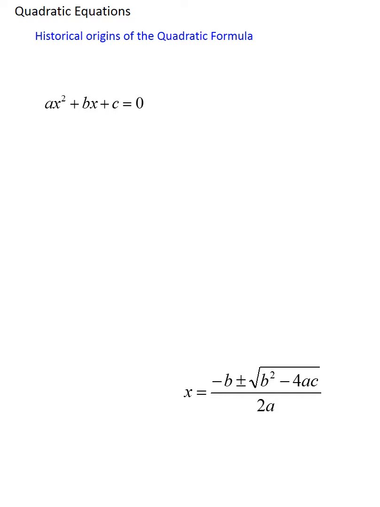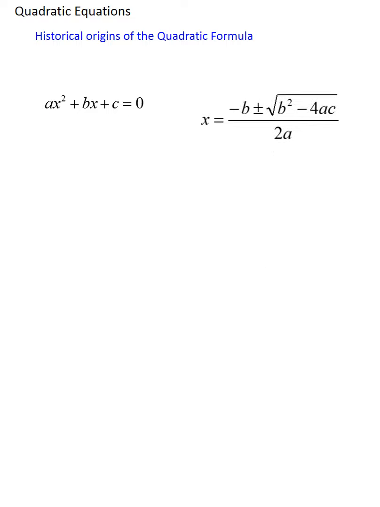And what then occurred is they had a generic solution. No matter what numbers were in the A, B, and C slot, they had a generic solution or formula to solve a quadratic equation by just plugging that A, B, and C into the formula that you see in the upper right corner. That formula, by the way, is called the quadratic formula. And that's the origin story of that formula.